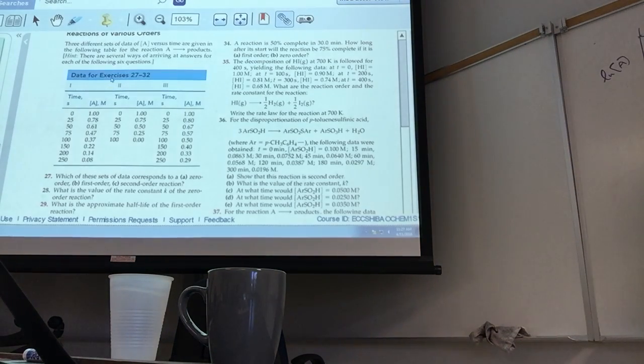And then over here, I'm going to get K is equal to 1 over A at time t minus 1 over A initial, divided by the time interval. This comes from an integrated rate law. The integrated rate law for this is 1 over A at time t is equal to plus Kt plus 1 over A at time 0. And so we're going to calculate the K's instead.